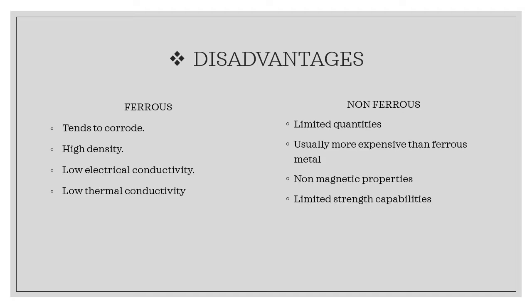Here are the disadvantages of ferrous metal and non-ferrous metal. Ferrous metal tends to corrode because of the presence of ferrum inside it. It also has higher density and low electrical and thermal conductivity, while non-ferrous metal has limited quantities. Therefore, it is usually more expensive than ferrous metal. Non-ferrous metal is also non-magnetic and has limited strength capabilities.